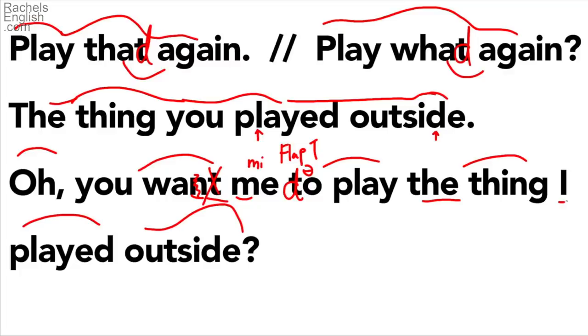The word the, it's said really quickly. We can't bring the tongue tip all the way through. Play the, play the. Said very quickly, the tip of the tongue touching the backs of the teeth, but it's not really coming through. Play the, play the thing. Play the thing I played.